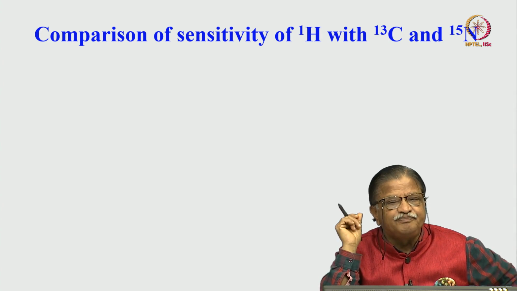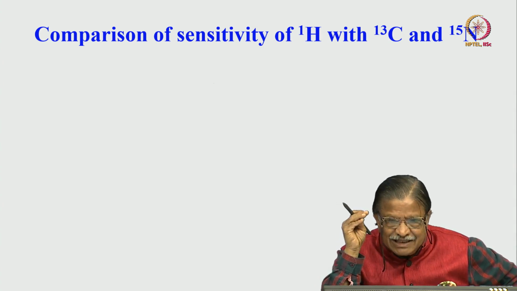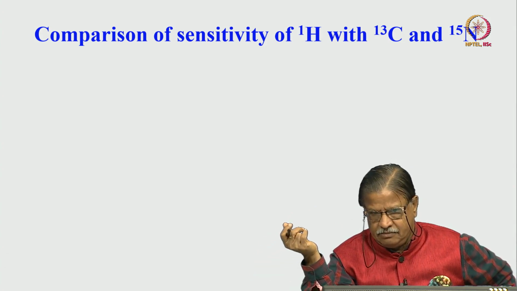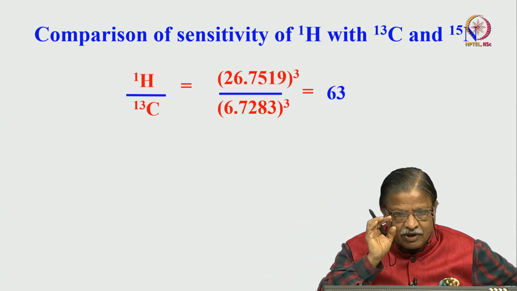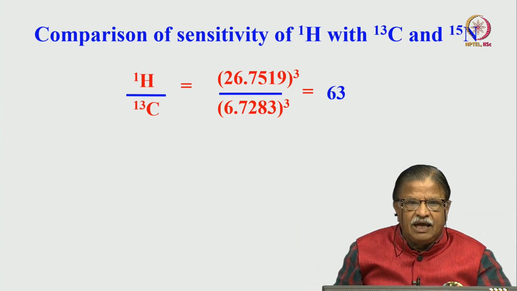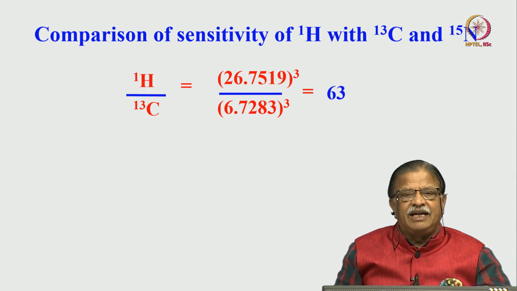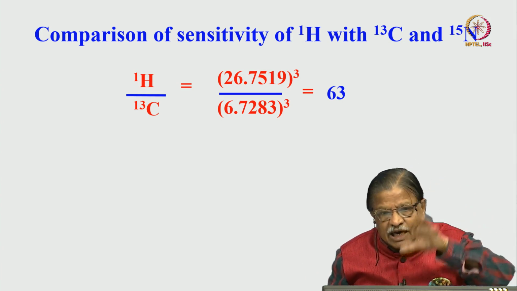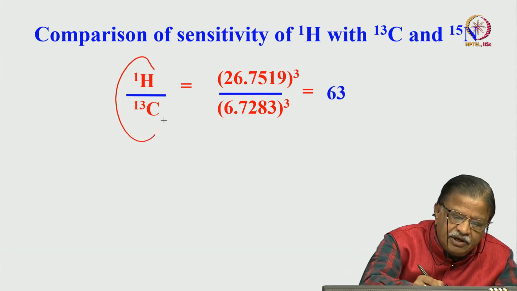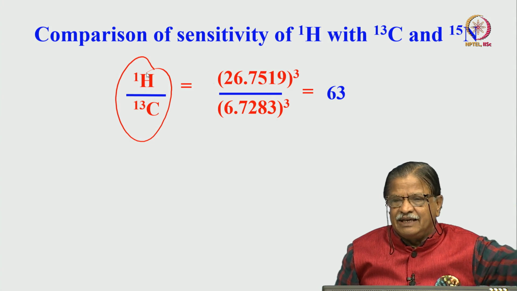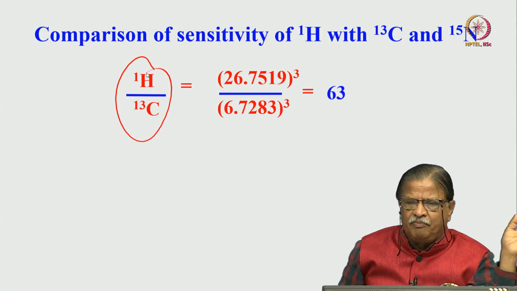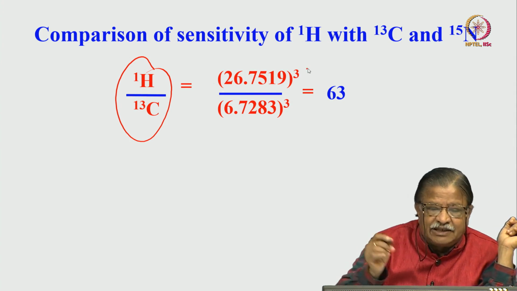Let us now compare the sensitivity of proton with two other nuclei with a different gamma. As I said, proton is the highest one. We will consider this as a standard, as a reference. We will compare the sensitivity of the proton with carbon and nitrogen. We will take the ratio. Of course, all other parameters get cancelled out because B naught is constant, and I am not changing 2 pi. Only gamma is the term which remains.